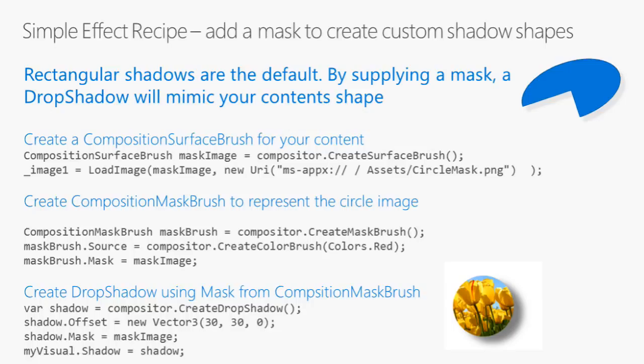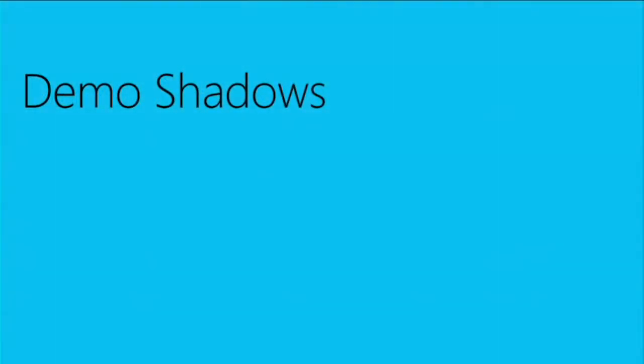Here I have my circle mask. I want to also create a composition mask to represent the circle image here. So I have my mask brush. The only thing I've changed from the previous code is I have the surface brush and the mask, and then when it's time to apply the effect, all I do is reference my shadow mask image. And you can get these kind of effects where you have soft circle drop shadows, or you can create any type of custom shadow using any type of mask you like. So Chris will walk us through all the interesting things you can do with shadows.